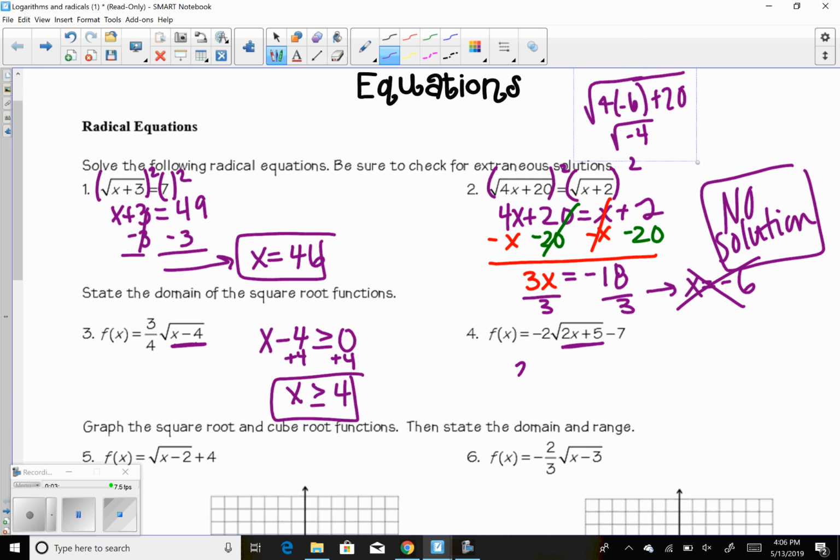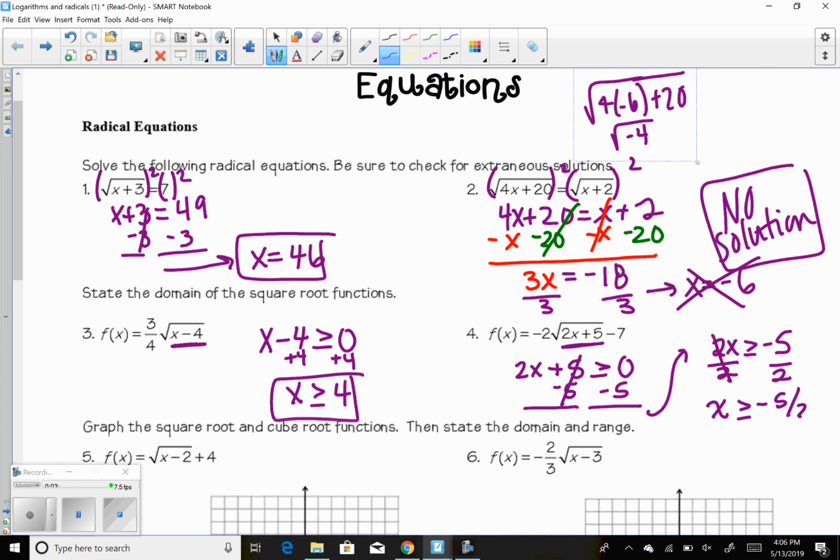All right, here, 2x plus 5 is greater than or equal to 0. I'm going to solve. It's just an inequality. All right, so I'm going to bring that over here. 2x is greater than or equal to negative 5. Divide by 2 on both sides, and you get x is greater than or equal to negative 5 over 2. So that is how you find the domain algebraically. You take what's under the radical, set it greater than or equal to 0, and solve for x.